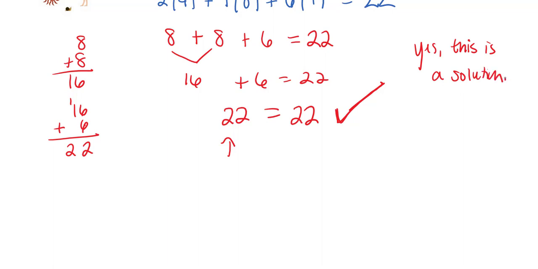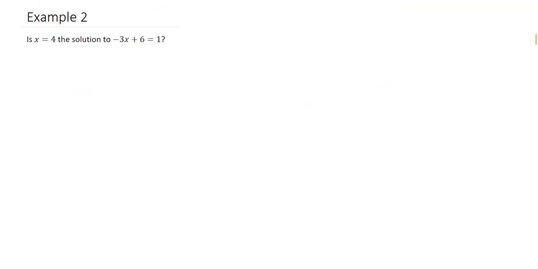Now let's look at the next example. Example 2: is x equal to 4 the solution to negative 3x plus 6 equal to 1? We only have to substitute one number in here. When we see x, we'll put in the 4. So we have negative 3, then in parentheses this 4, plus 6, which is equal to 1.